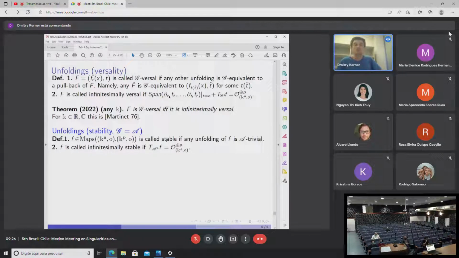And as always, to study it, we switch to the tangent level. A map is called infinitesimally stable if its tangent space plus the extended tangent space is the whole space. So these are the classical definitions, I don't know, of Whitney, of Mather, I don't know who first gave these definitions. And then the question is always what is the relation of the local stability and the infinitesimal stability?